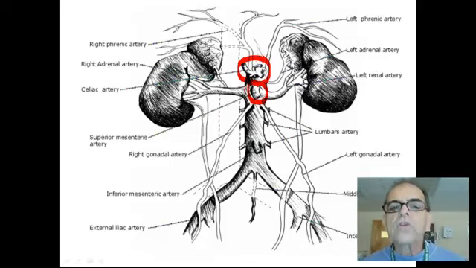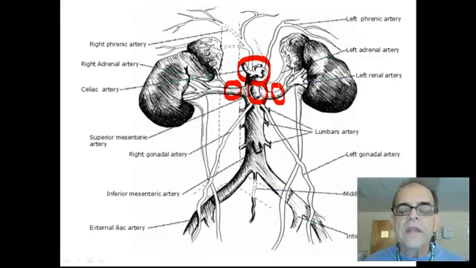Continuing, there are two very important branches, the right renal artery and the left renal artery. Sometimes these arteries have little branches for the suprarenal glands, but they are not very important. I want you to remember the right renal artery and the left renal artery, which are big and important.